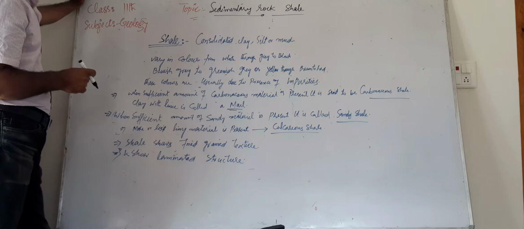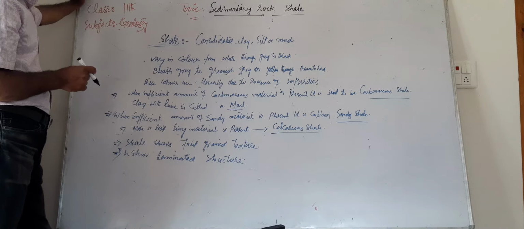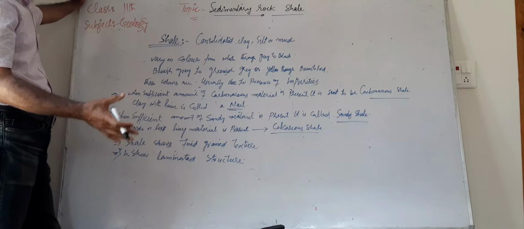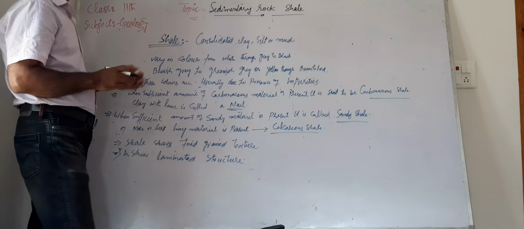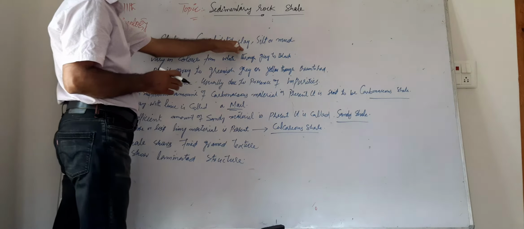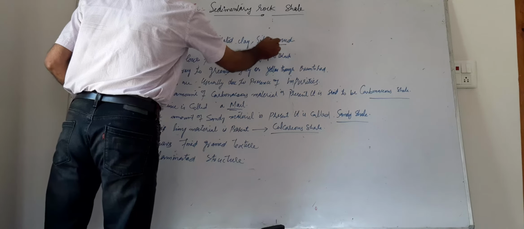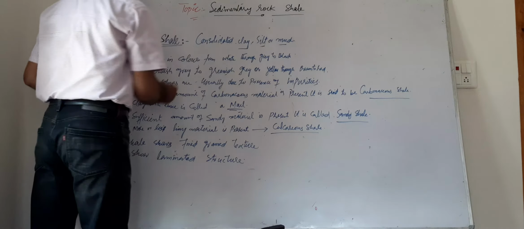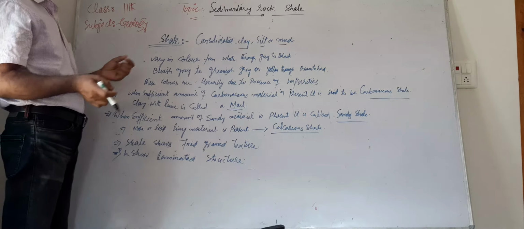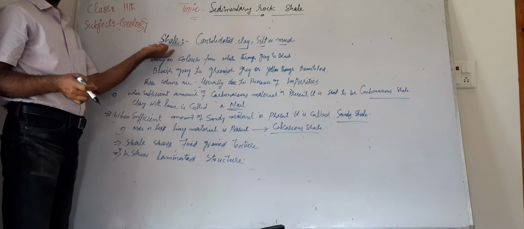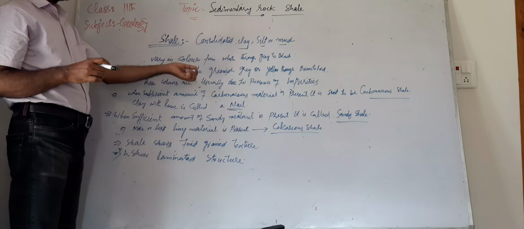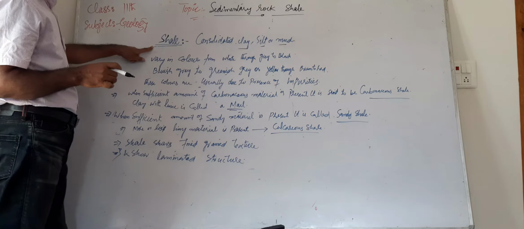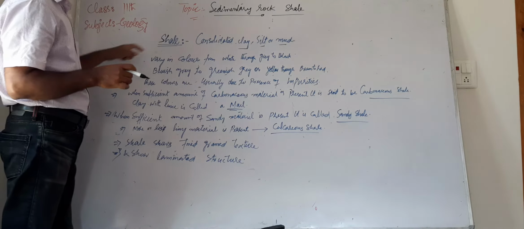Shale is a sedimentary rock. As you know, sedimentary rocks are formed due to consolidation and cementation of sediments which are deposited under the water. So the same is the case for this shale. It is a consolidated clay, silt or mud, and that means silt, mud or clay are consolidated. With the result, the shale type of sedimentary rock is formed. Shale occurs in different forms.